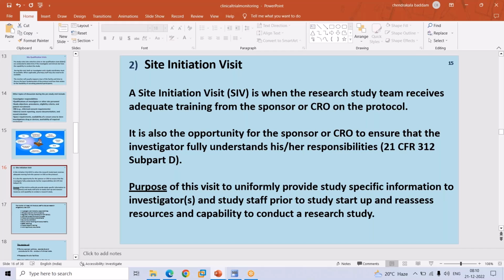In that, 312 subpart D gives the guidelines for the investigator responsibilities. So it is an opportunity for the sponsor to ensure that the investigator fully understands their responsibilities when they are in a clinical trial.